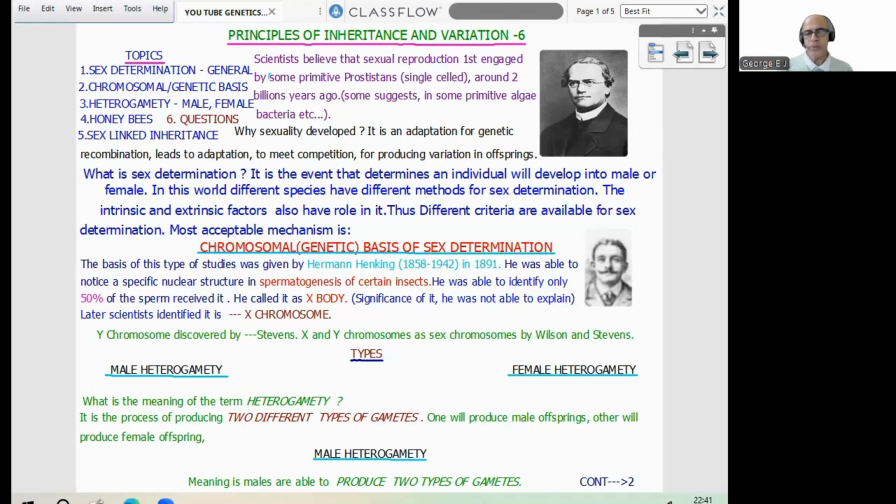So first we have to start with male heterogamety. What is the meaning? Males are able to produce two types of gametes. That's the simple meaning. Better identify the meaning of it, then if we proceed, it will be easy. I think the first page is clear to all of you. We can proceed to the second page.